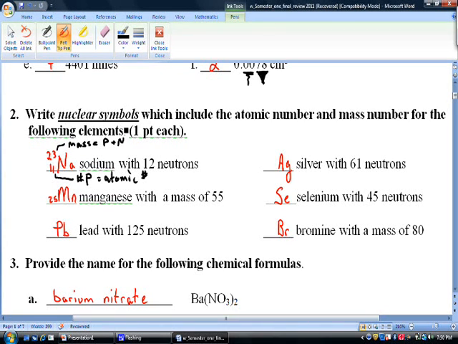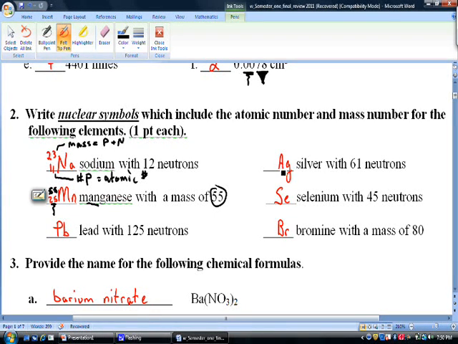So here, if we're looking at manganese, notice that's manganese, not magnesium, we look at the atomic number on the periodic table and we see a 25. And here we see it has a mass of 55. So we know what goes right here, 55.